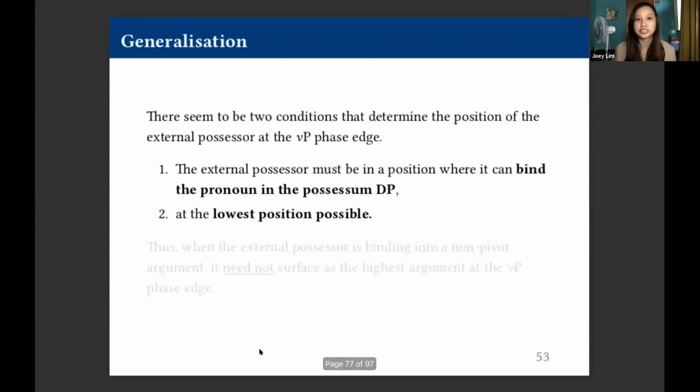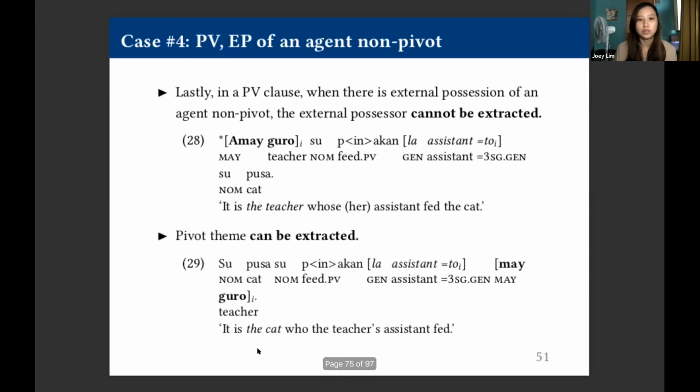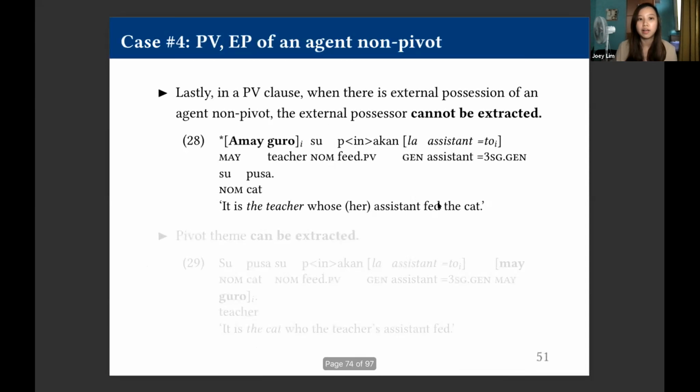So yes, that is possible. When we have, for example, a non-active voice, like a patient voice clause, we can actually still do external possession of the agent argument. The relevant restriction is that we cannot cleft it. But we still can have it post-verbal.